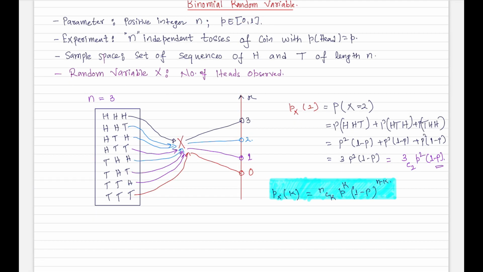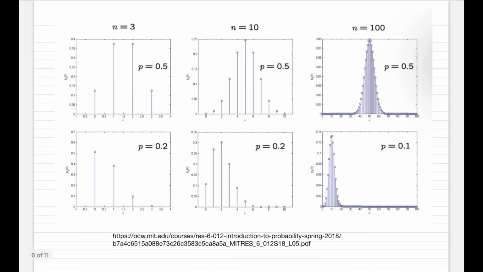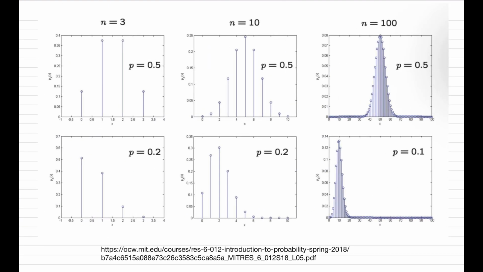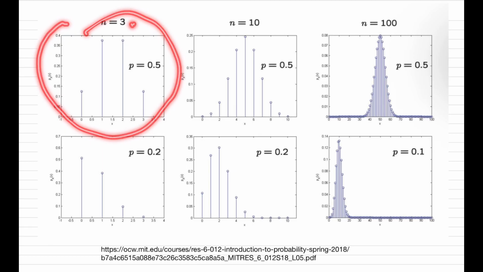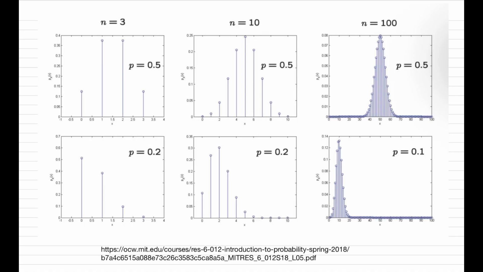Now it will be interesting to look at a few of the plots. Let's first of all focus on this. What we are doing is tossing a coin 3 times, and we are assuming that our coin is an unbiased coin. That means getting a head or tail is equally probable, and the probability of getting a head is 0.5.